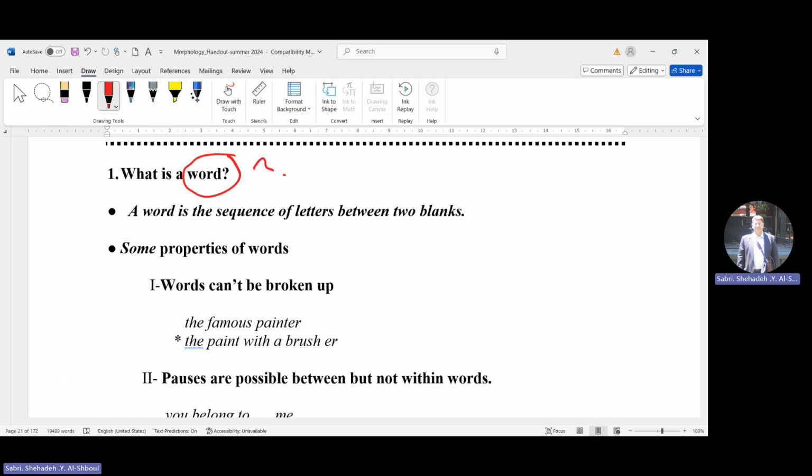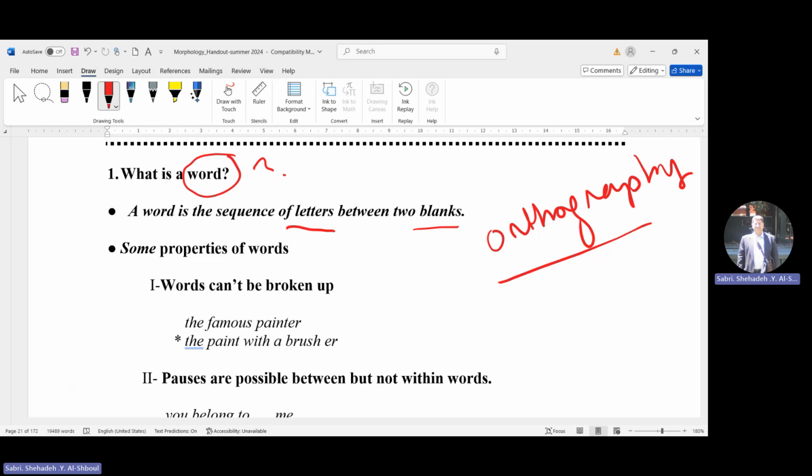The notion of word actually needs to be revisited, because in order to know what a word is, we need to know the paradigm of the language in general and whether it is proper to say a word, or we need to revise this notion. Generally speaking, a word is a sequence of letters between two blanks. Here when we talk about letters and blanks, we talk about orthography. We do not talk about utterances, right? We talk about the written format of the language.